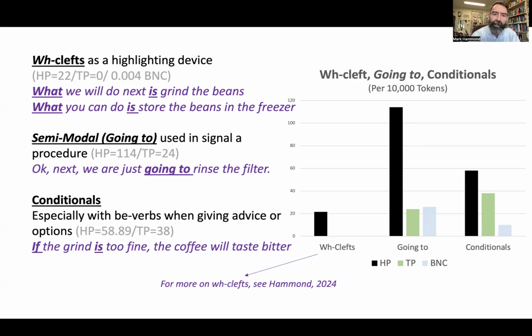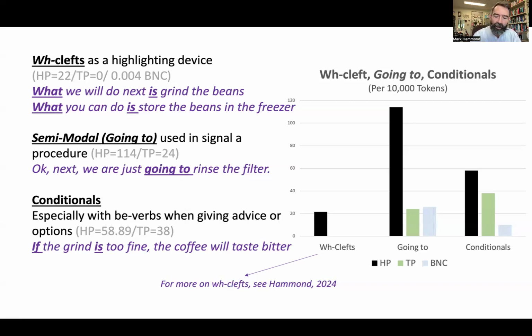So things like what we'll do next is grind the beans. That was really, really pervasive, a really frequently occurring grammatical structure in the text. Also, things like the semimodal going to used to signal procedures, like next we're just going to do this. Sometimes a WH cleft with a going to, like, okay, what I'm going to do now is we are going to. So there were lots of going tos, and conditionals, especially with be verbs to give advice and options. So these were the differences in the frequency of these patterns.